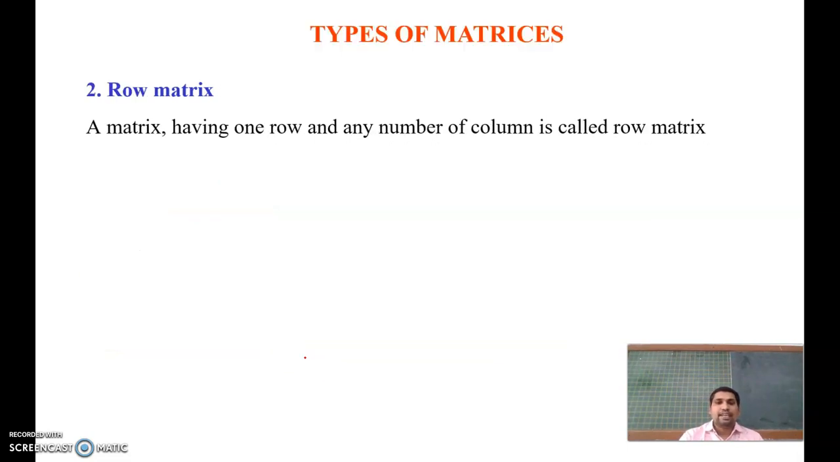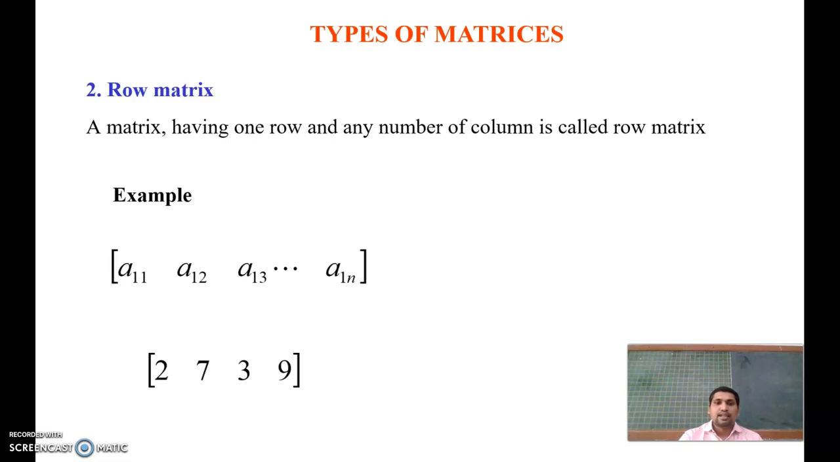So now we'll see the next matrix, which is the row matrix. The row matrix is the opposite of the column matrix. In a column matrix there is only one column and a number of rows, but in a row matrix there is only one row and there may be a number of columns. So a row matrix is a matrix having one row and any number of columns. These are examples of a row matrix. This is a general example in which we can see there is only one row and n columns. Similarly, this is another example which has one row and 4 columns.